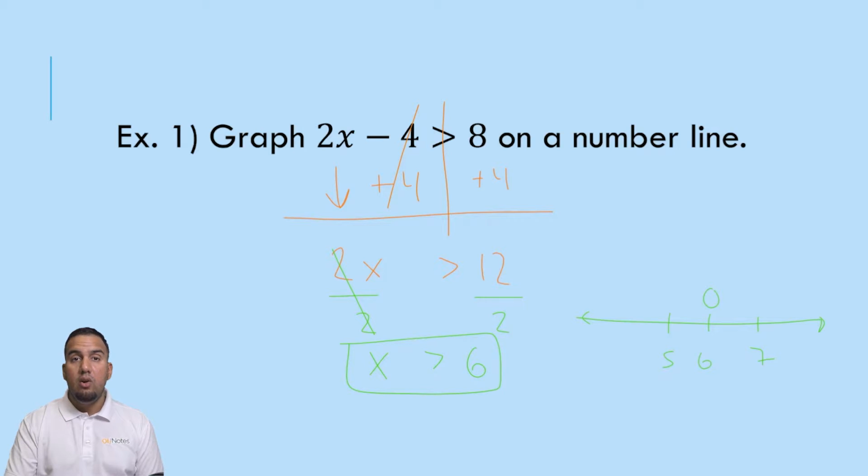Remember what we said? If x is on the left-hand side, I could just look at the arrow. So let's draw an arrow. You notice that the arrow is facing the right. So that means I'm looking for numbers greater than 6. That's to the right, and that's my final answer. That's how you graph it on a number line.